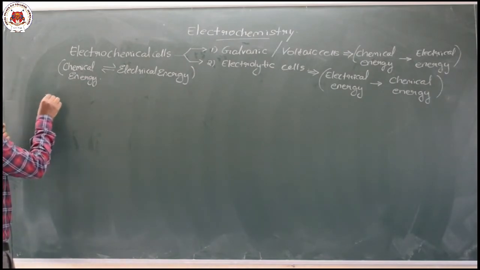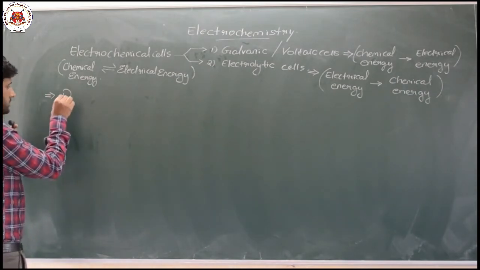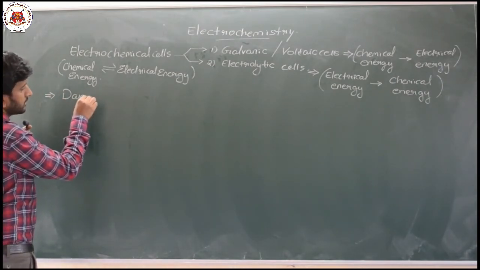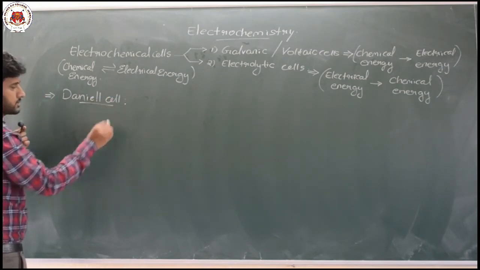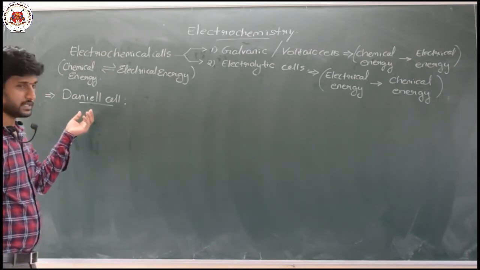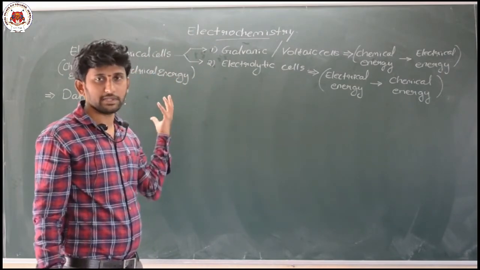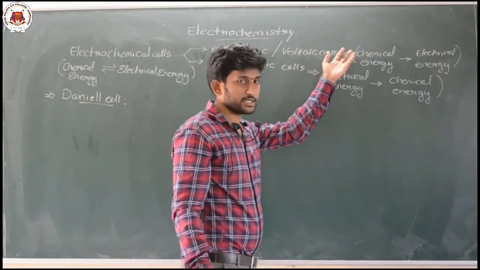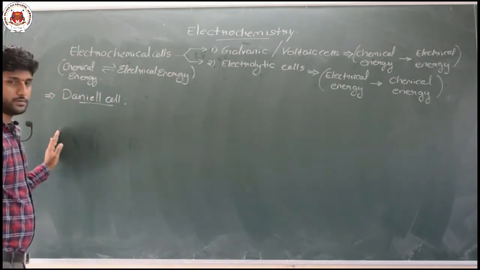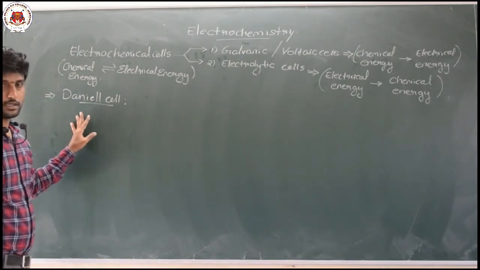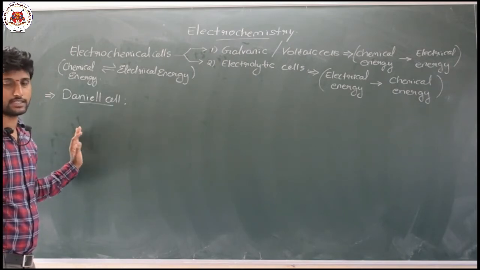One example for galvanic or voltaic cells is the Daniell cell. So yesterday I stopped at this topic. What is a Daniell cell? It is an example of a galvanic or voltaic cell. That means what happens in the Daniell cell? Chemical energy gets converted to electrical energy. Now let us see the simple basic construction of the Daniell cell, what the Daniell cell is made up of.